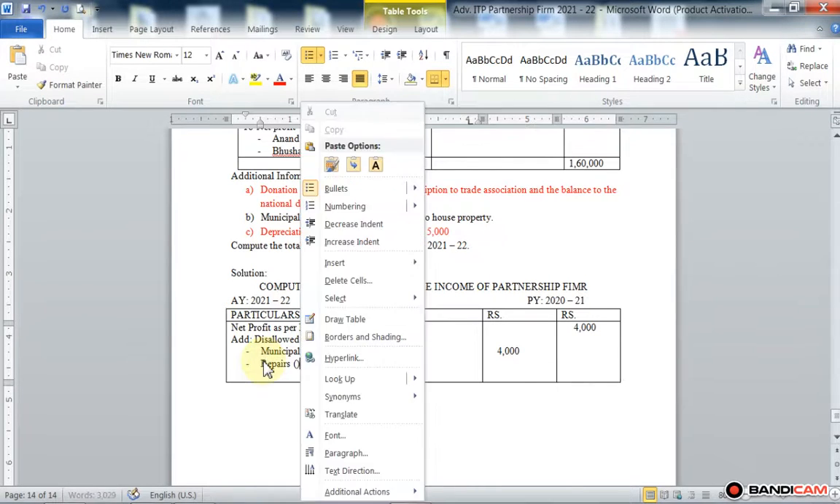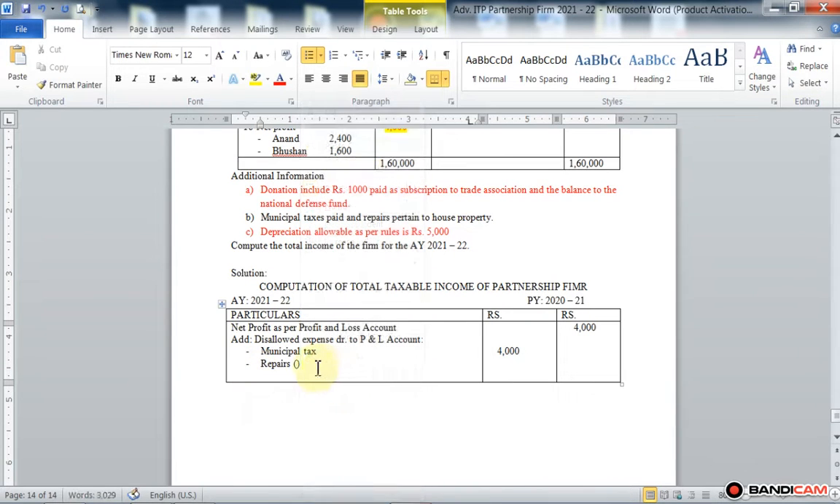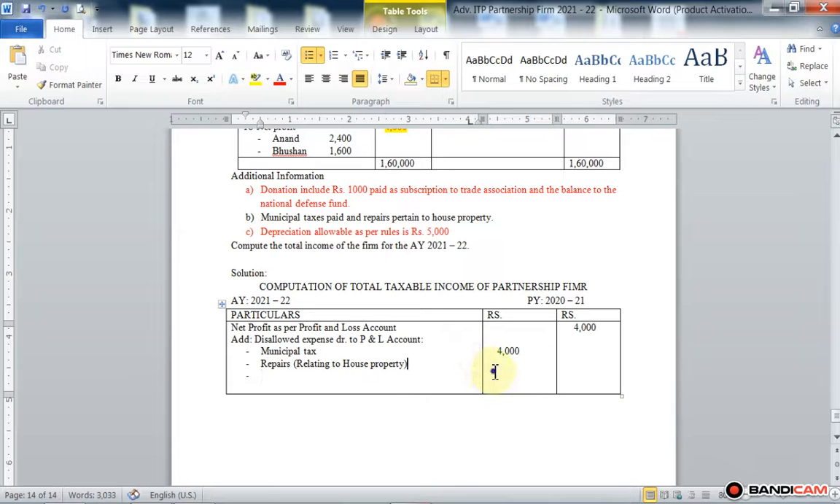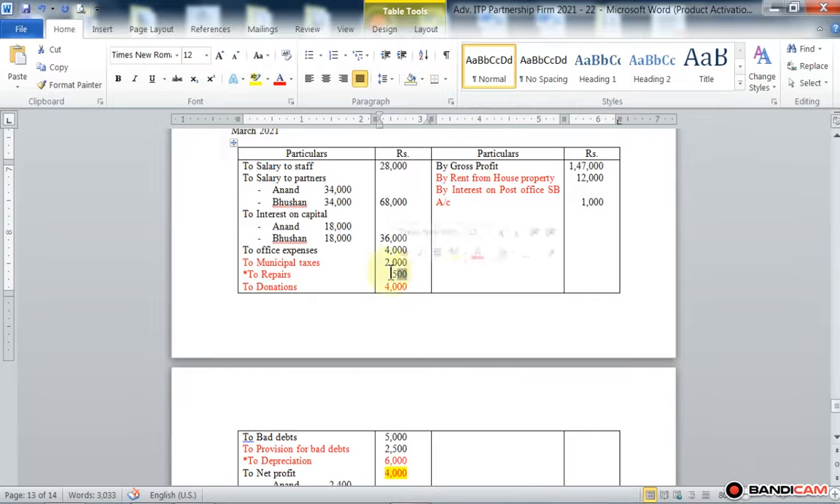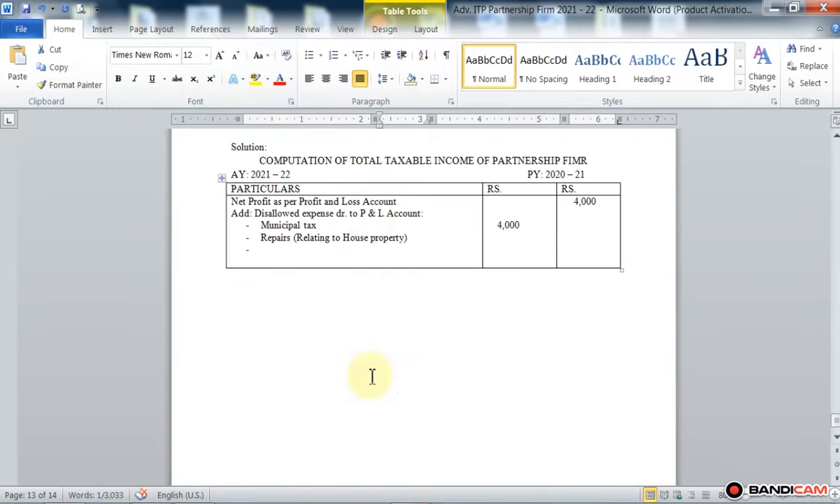So repairs is relating to house property, amounting to rupees 500. The figure is given here, amounting to rupees 500. Okay.